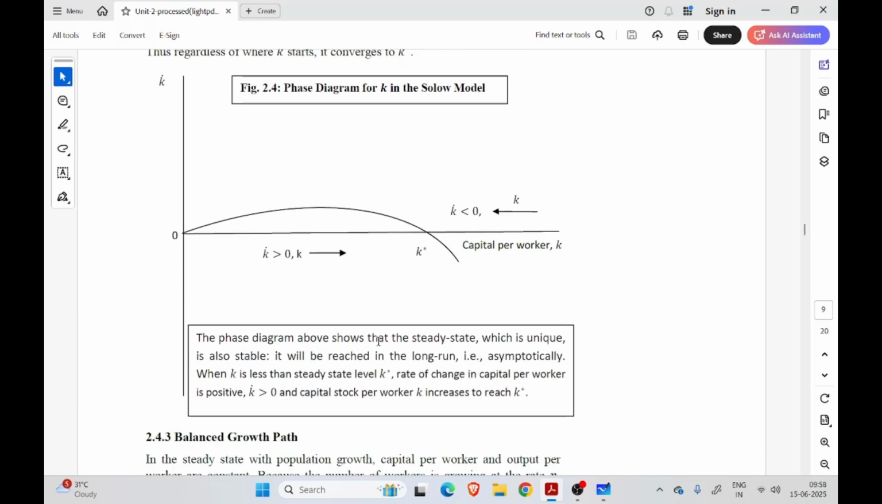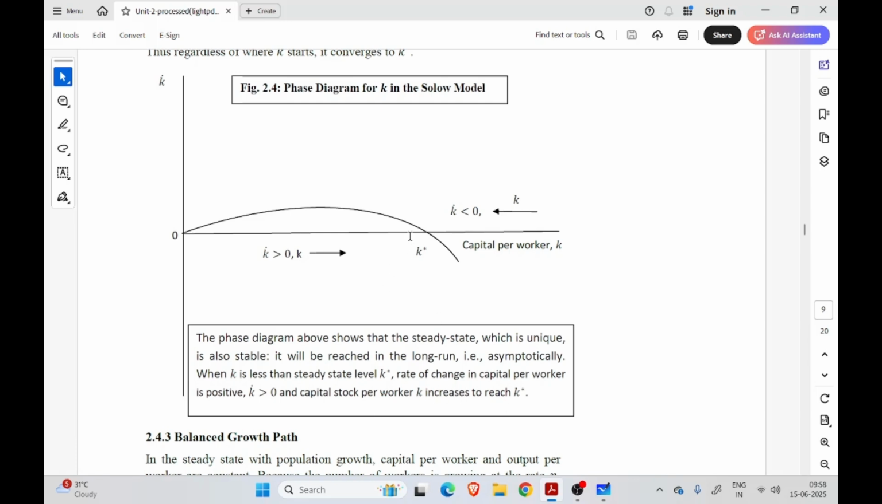So the phase diagram above shows that the steady state, which is unique, is also stable. It will be reached in the long run, that is asymptotically. When k is less than the steady state level k star, the rate of change in capital per worker is positive and the capital stock per worker k increases to reach k star.